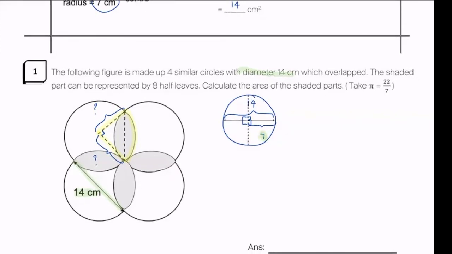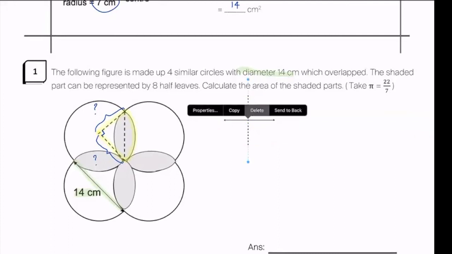Let me erase first. What would this question mark be? It would be 7, because these are the radius of the quadrant. The diameter is 14, the radius is 7. When I say radius of the quadrant, I also mean the radius of the circle that the quadrant is in.